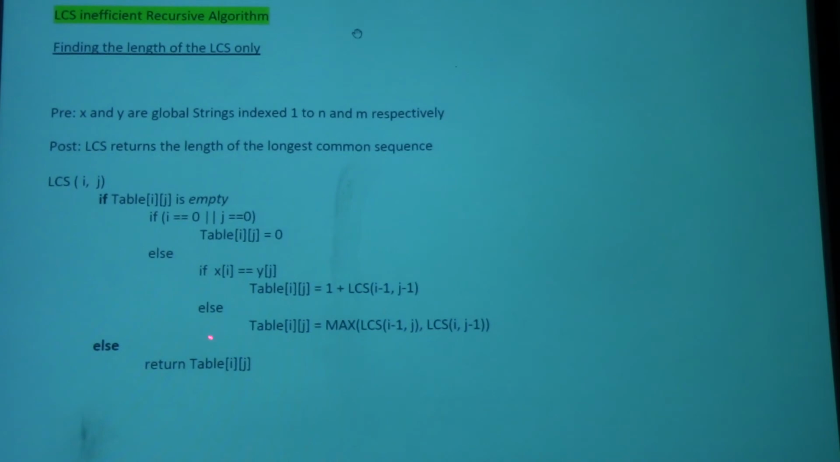Because what would happen is, what's i and j? i and j would be equal to 5 and 4. The condition is true. Therefore, table ij, table position 5, 4 is 1, because it's a match, plus the LCS of, get the idea? Okay. I'll show you a better picture of that, but you get the idea. So that's a recursive approach.